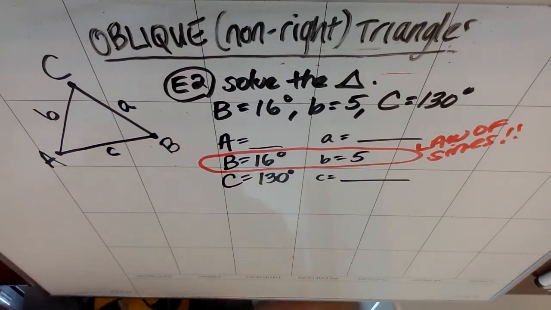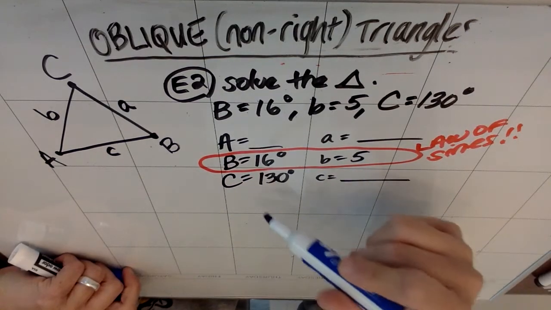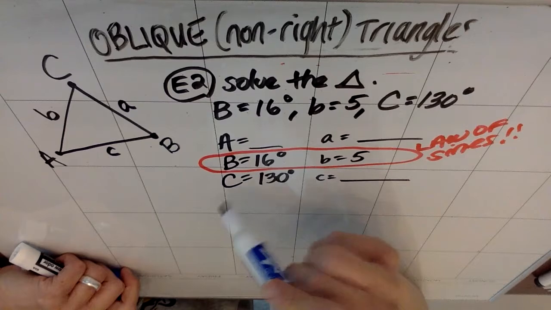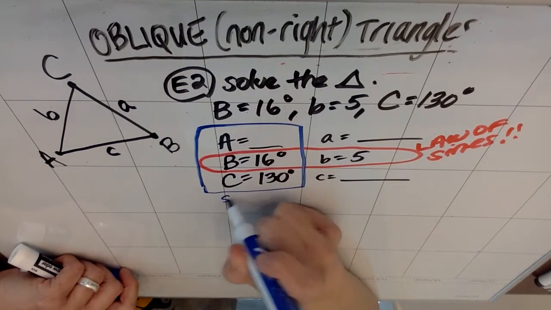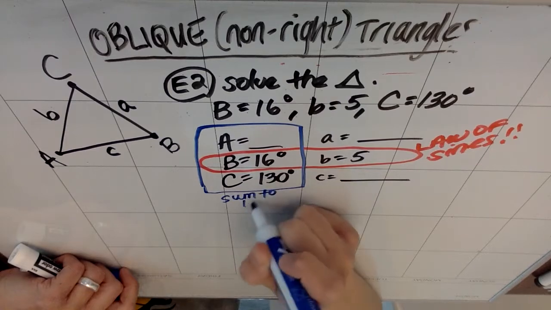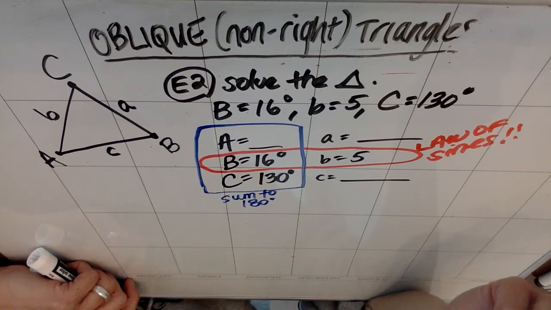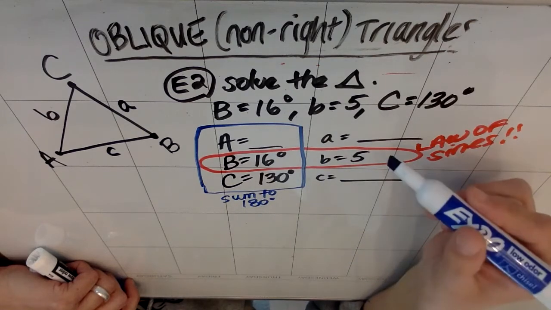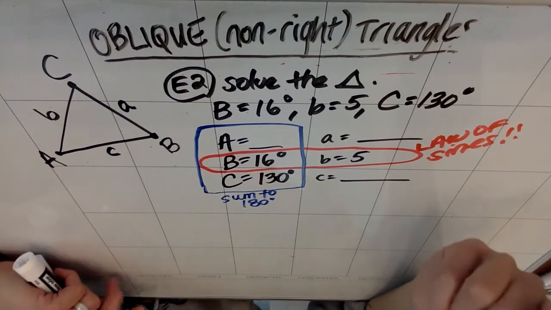But in this problem, you also have another option for how to start, because instead of being given one angle and two sides, you were given two angles. We know that all of the angles in a triangle have to sum to 180, right? So these sum to 180 degrees. What that means is I can find the missing angle A pretty easily, and then I can use the law of sines to find both little a and also law of sines again to find little c. That's the option I'm going to take.